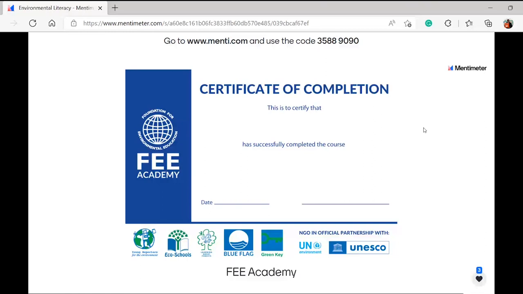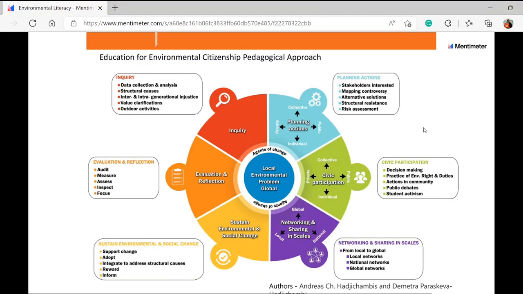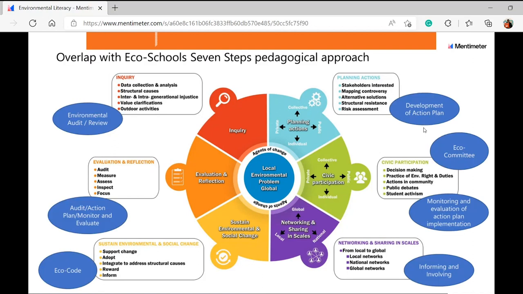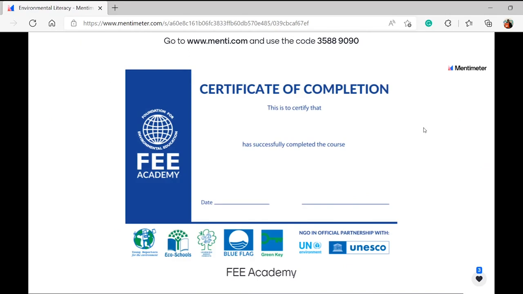Yes. So I was talking about the pedagogical process of developing environmental citizenship, and then I shared the example of how the EcoSchool 7 steps in those blue boxes tie up with the pedagogical process for environmental citizenship that is being suggested, starting from eco committee, doing the audit, development of action plan, monitoring and evaluation, sharing, developing an eco code and audit review. And then we also have FEE Academy to help you develop the skills and give you more understanding of the topic that I talked about. We have courses on environmental literacy, project-based learning, seven steps, and other aspects of environmental citizenship.